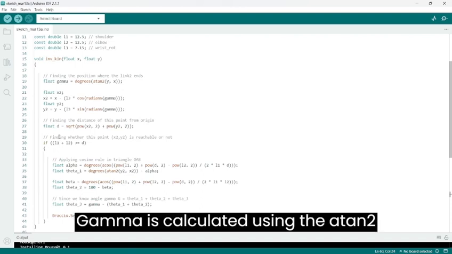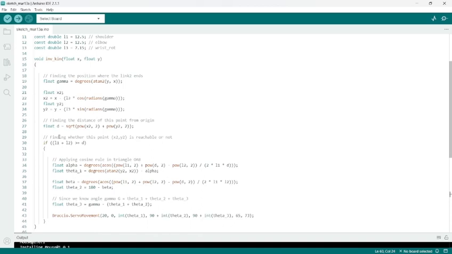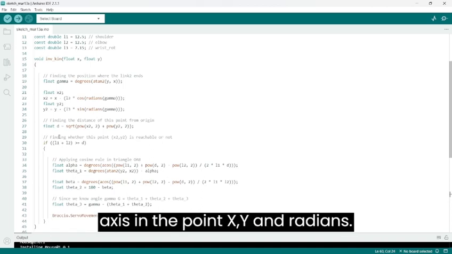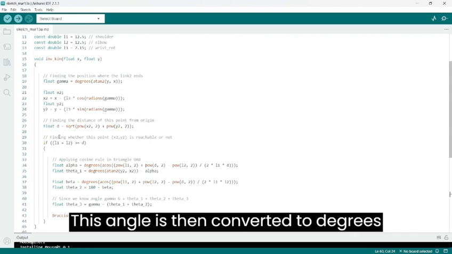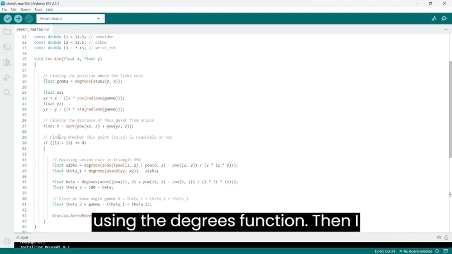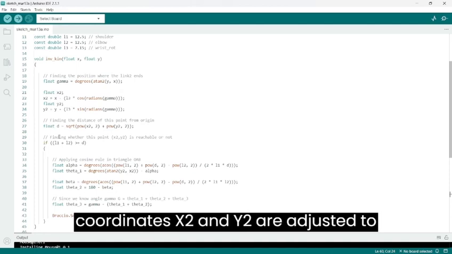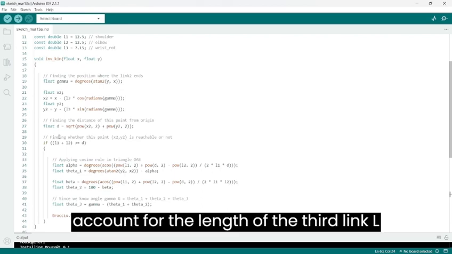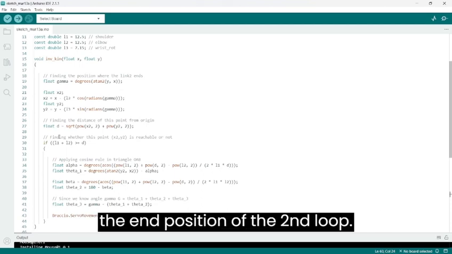Then moving on to the next one, which is calculating angle gamma. Gamma is calculated using the atan2 function, which computes the angle between the positive x-axis and the point x, y in radians. This angle is then converted to degrees using the degrees function. Then adjusting for link 3. The coordinates x2 and y2 are adjusted to account for the length of the third link, L3. This adjustment ensures that the calculation considers the end position of the second link.